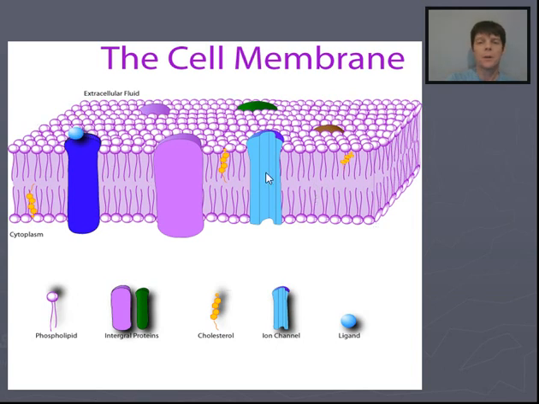Other things that are included in the cell membrane, we have a lot of different kinds of proteins. There are channel proteins, there are receptor proteins, and these proteins are going to be involved in helping move things in and out of the cell, like these channel proteins. Receptor proteins can receive messages from outside of the cell which can trigger responses on the inside of the cell.